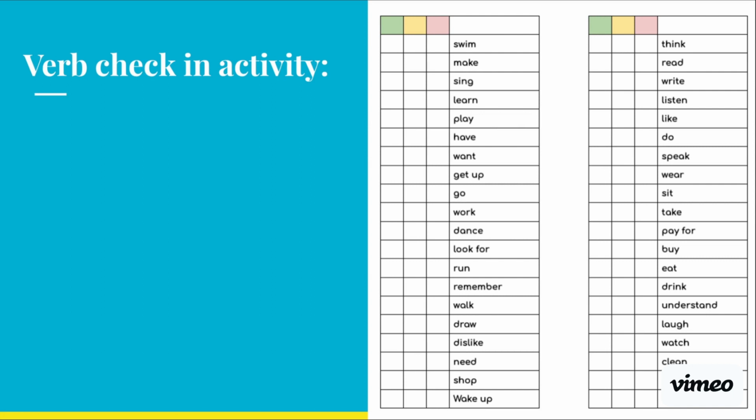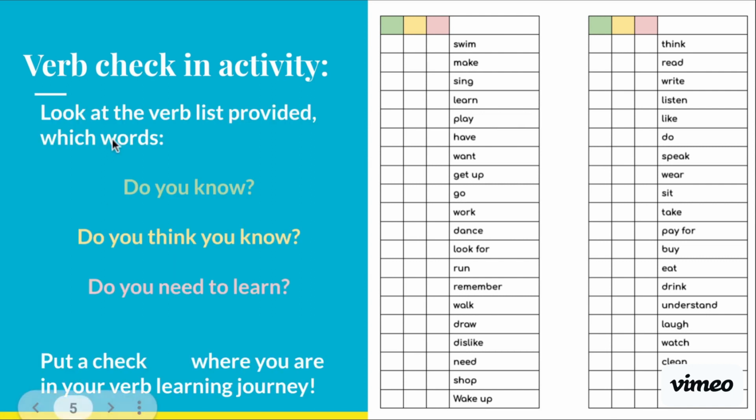So here's our activity in your notebook. Look at the verb list provided. Which words do you know? Do you think you know? Or do you need to learn? We have to put a check where you are in your verb learning journey. So everyone is at a different level in their learning. What we remember or not is completely different for everyone.